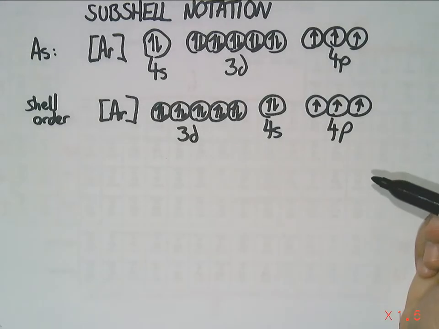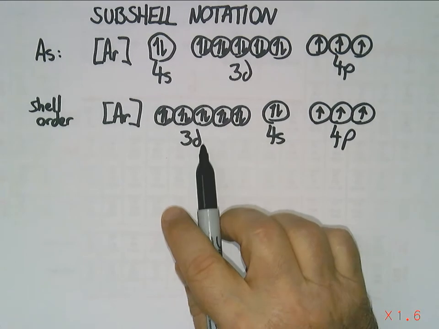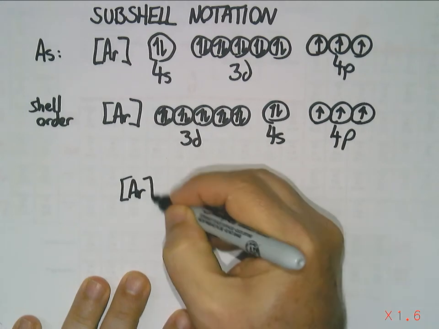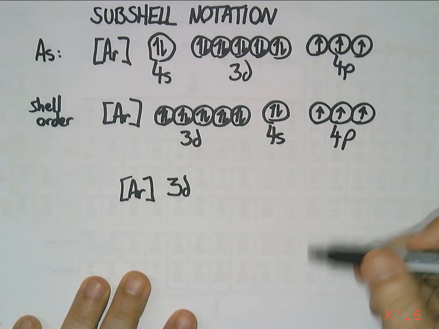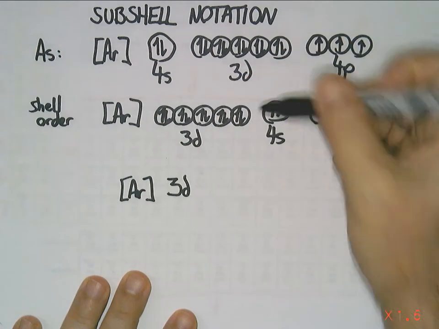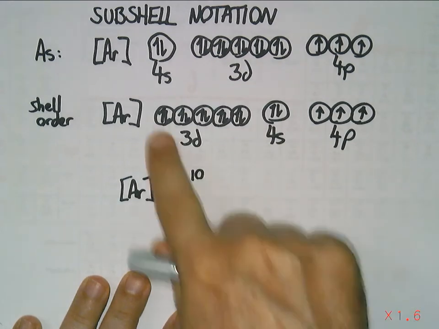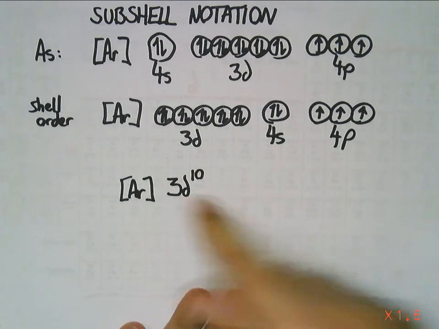Now here's where the simplification comes in. I could just write this like this. Write the subshell, and now write the number of electrons that are in there as a superscript. So this means the same thing as this. This is just a little shorter way to write it.